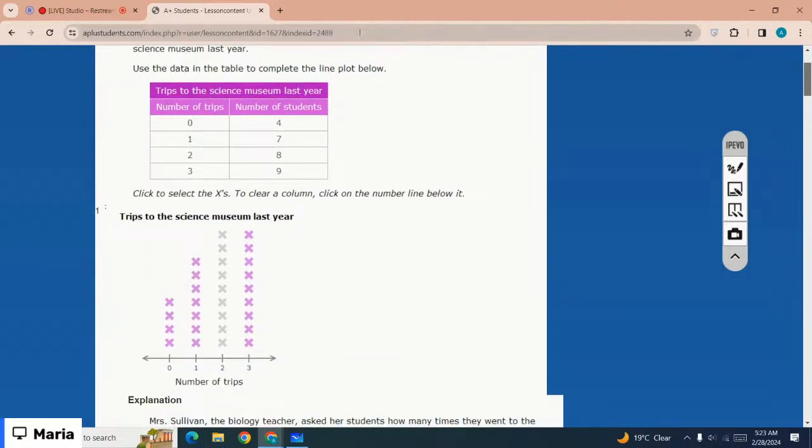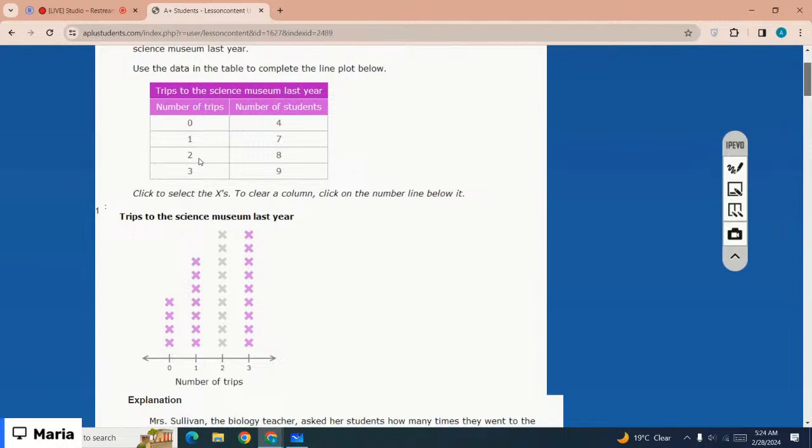You have to match this table of values to the column, right? You have zero number of trips. Here is zero on the number line. So zero must have four crosses: 1, 2, 3, 4, right? Then you have the number of trips 1. Here you need to count all the x's, it must be 7: 1, 2, 3, 4, 5, 6, 7.